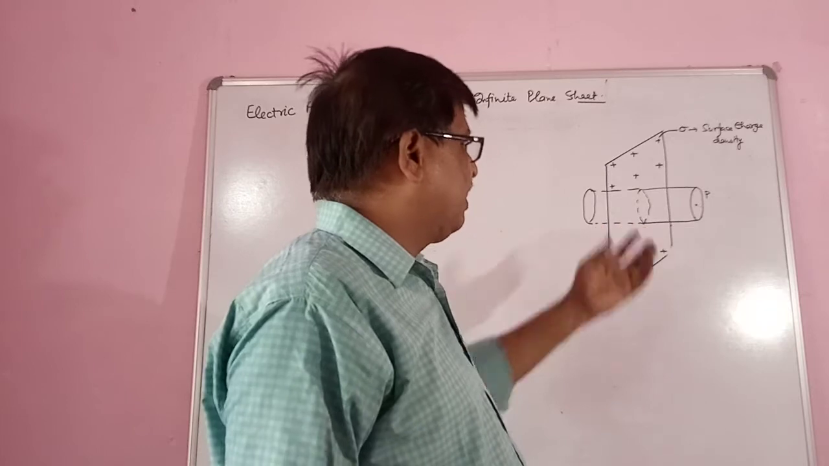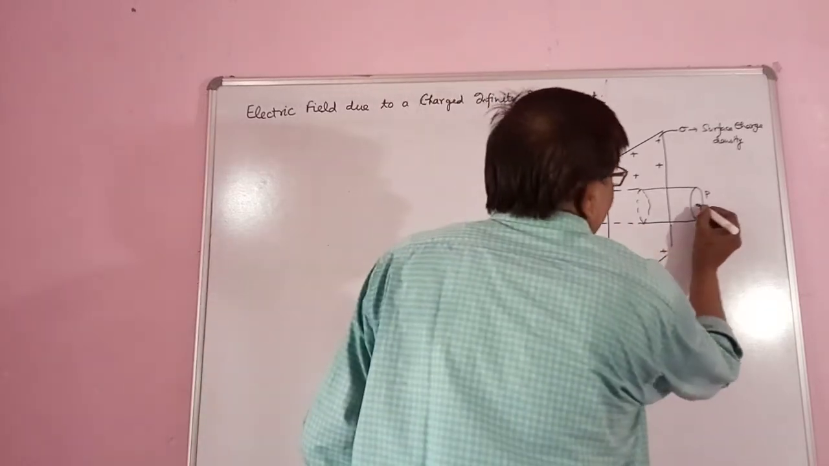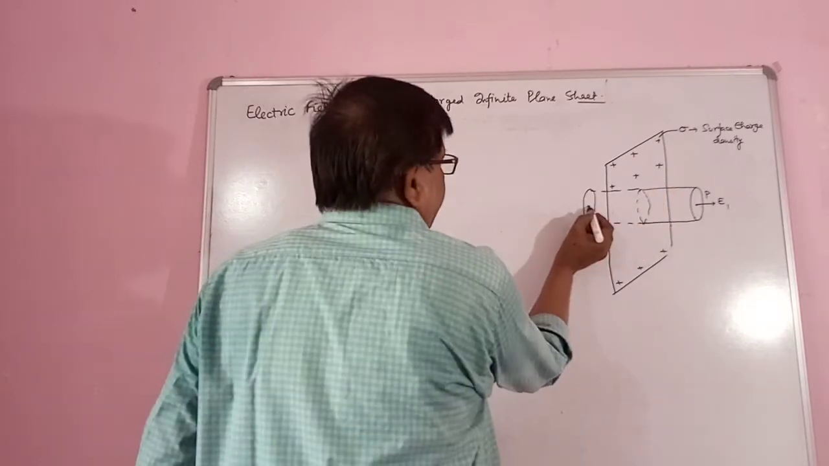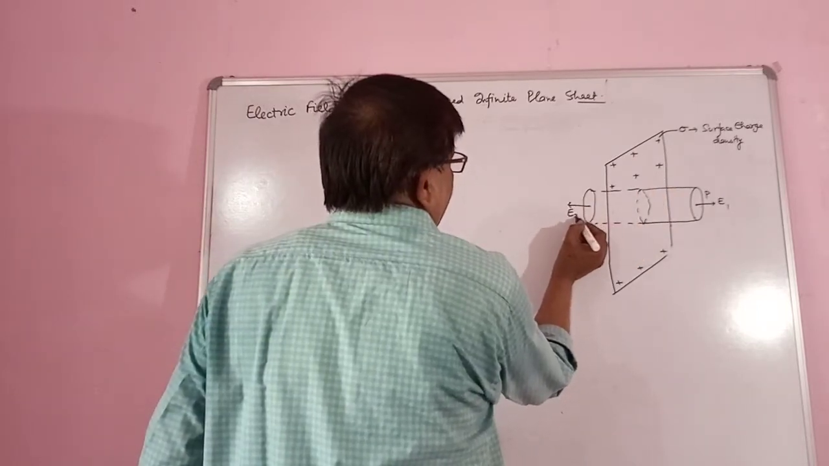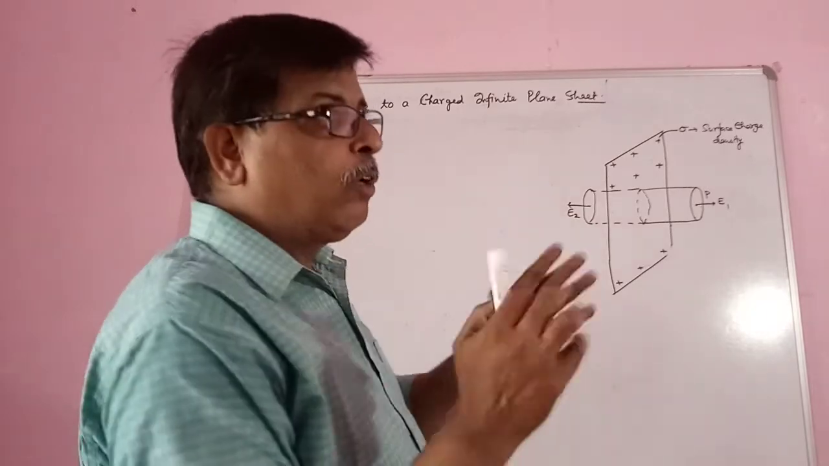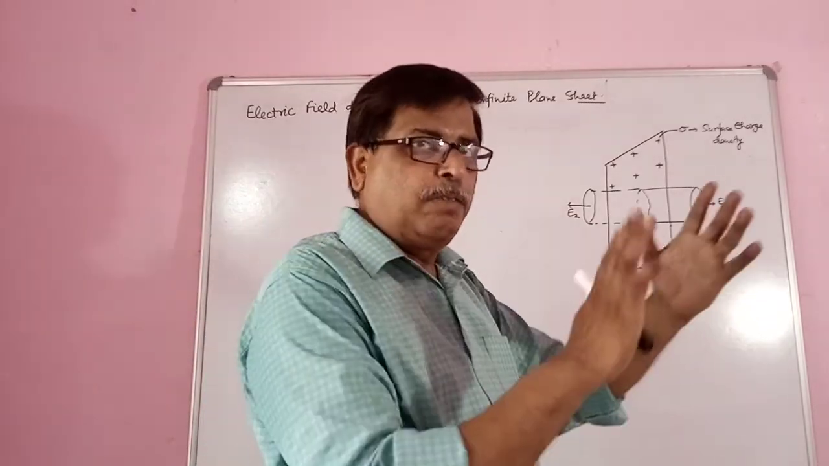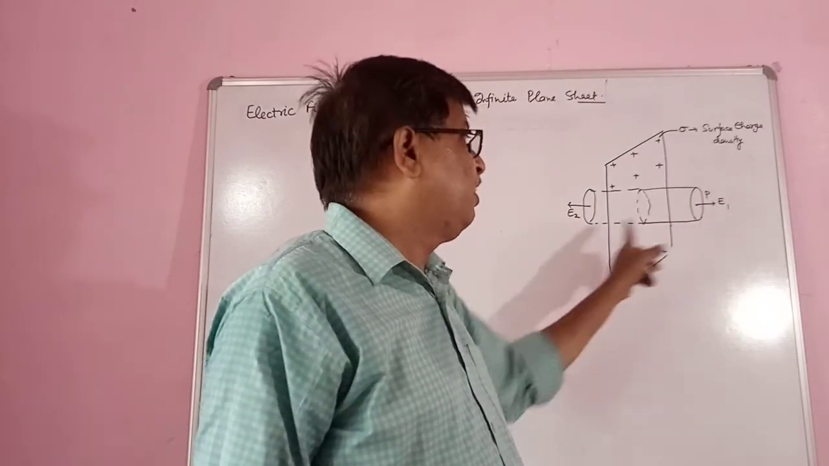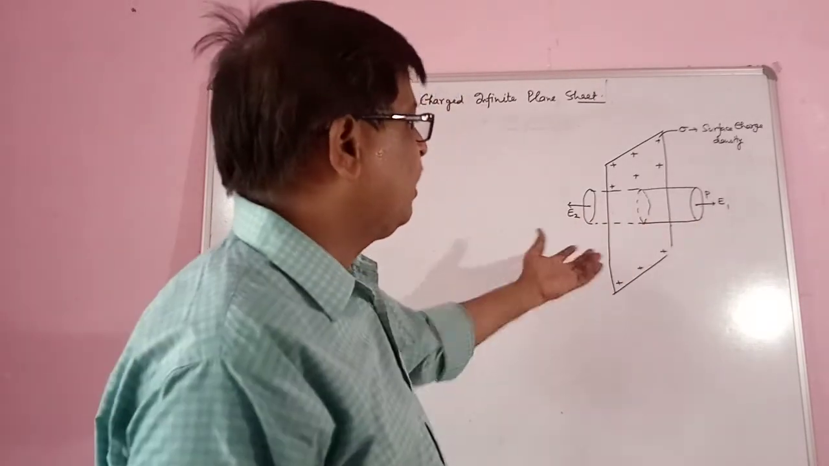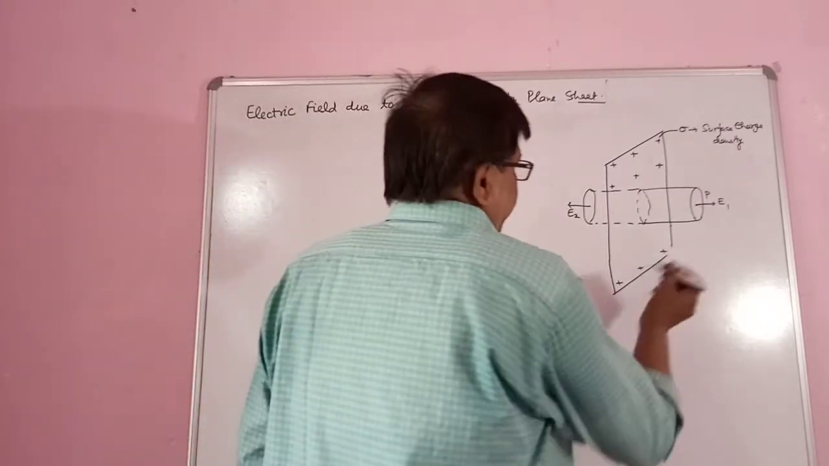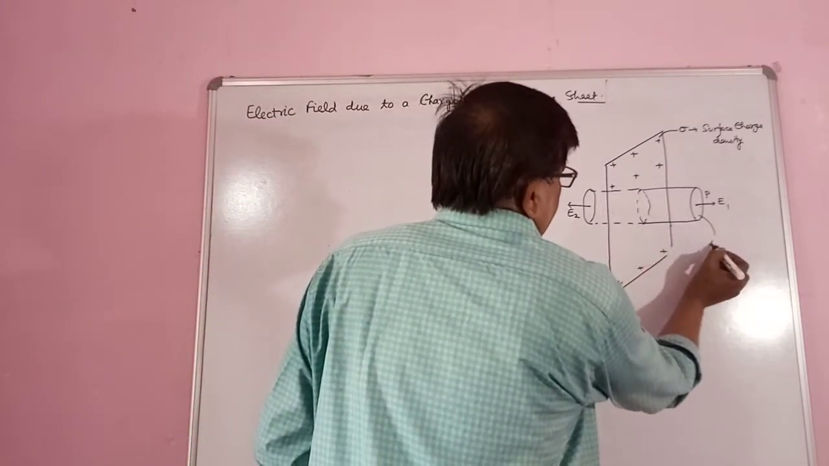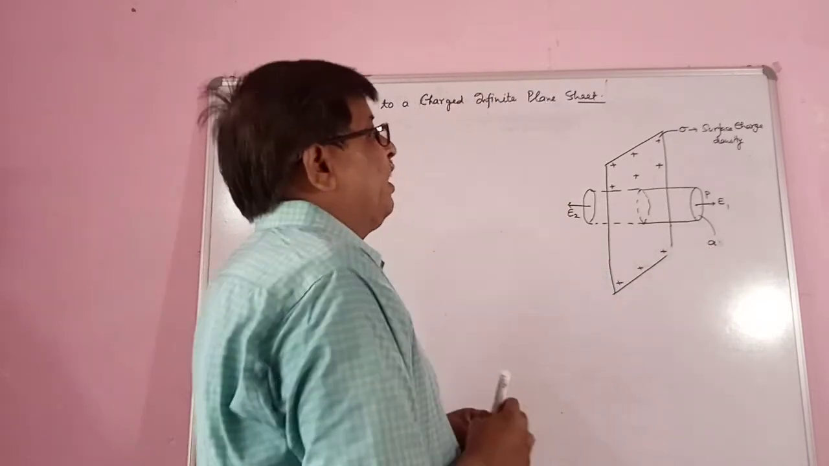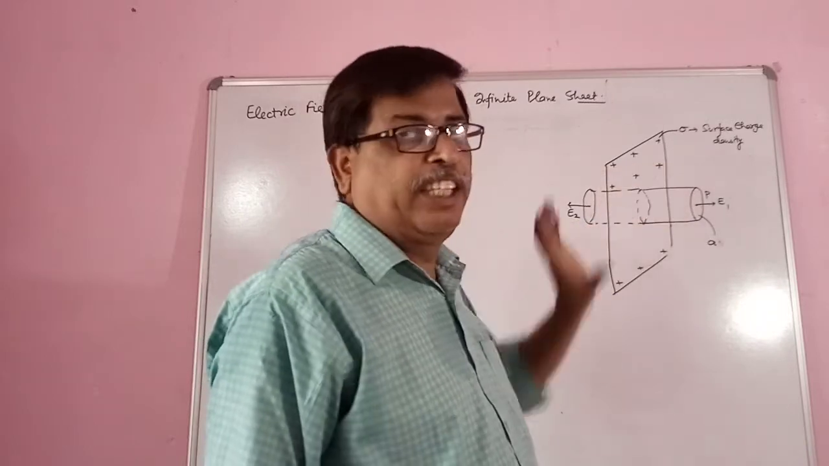Because in such case the electric field intensity E1 at the top and electric field intensity E2 at the bottom will be magnitude wise the same. Direction will be opposite, but magnitude wise the value of E1 and E2 will be same. So we take this thing and suppose small a is the area of this cylinder.